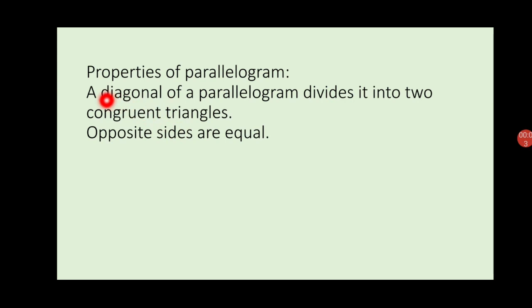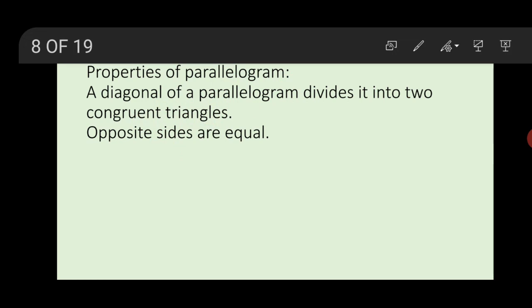Now let us prove the property of a parallelogram. A diagonal of a parallelogram divides it into two congruent triangles and the opposite sides are equal. These are the two properties of a parallelogram. Let us prove the two properties together. Write down, this is a theorem. Take down this statement, and to prove any theorem we have to draw the suitable figure. So we need one parallelogram.